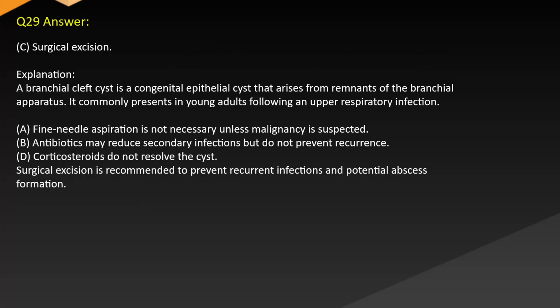Correct answer: C. Surgical excision. Explanation: A branchial cleft cyst is a congenital epithelial cyst that arises from remnants of the branchial apparatus. It commonly presents in young adults following an upper respiratory infection. A. Fine needle aspiration is not necessary unless malignancy is suspected. B. Antibiotics may reduce secondary infections but do not prevent recurrence. D. Corticosteroids do not resolve the cyst. Surgical excision is recommended to prevent recurrent infections and potential abscess formation.